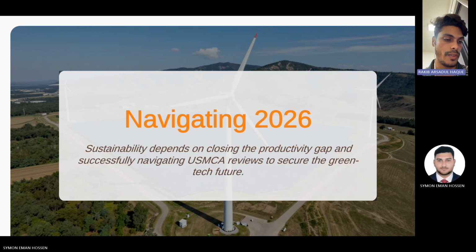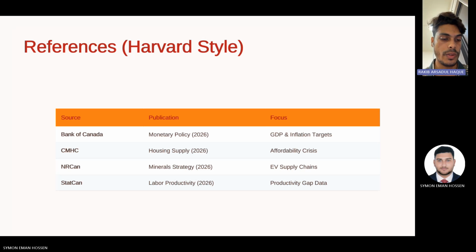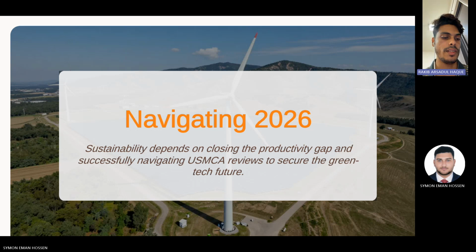The path forward for Canada involves three pillars. One, successfully navigating the USMCA 2026 review. Two, meeting the 480,000 home annual housing target. Three, incentivizing capital investment to close the productivity gap. If we achieve this, the 1.8% growth forecast would become a floor rather than a ceiling.